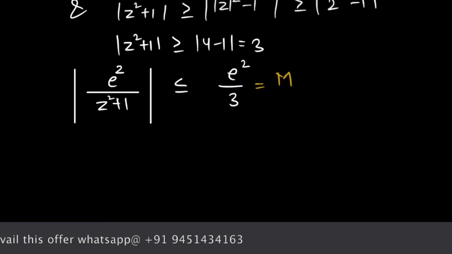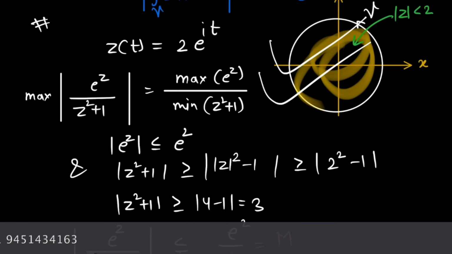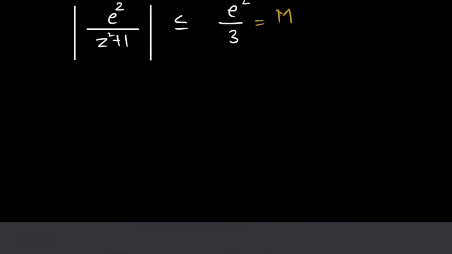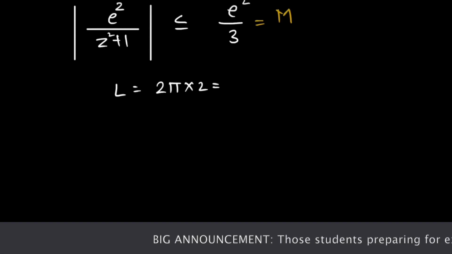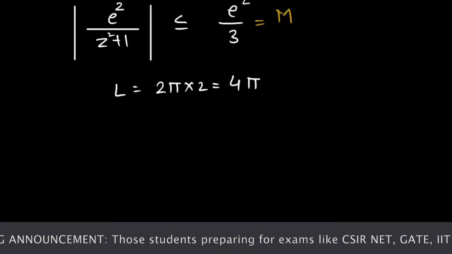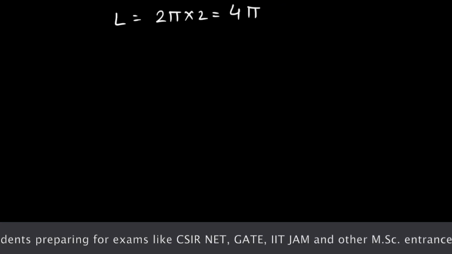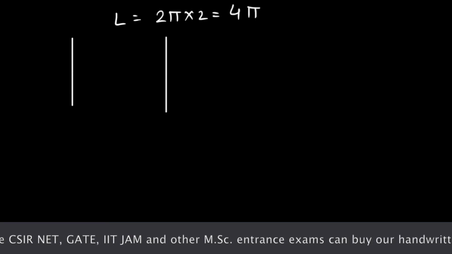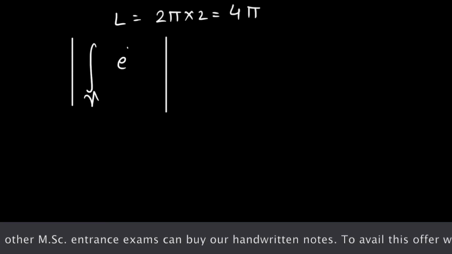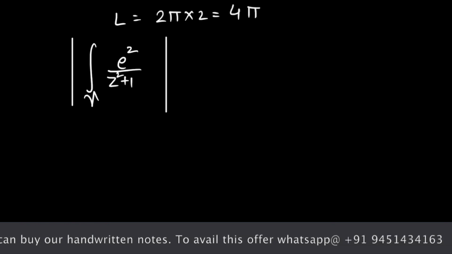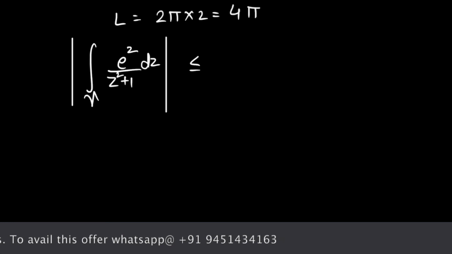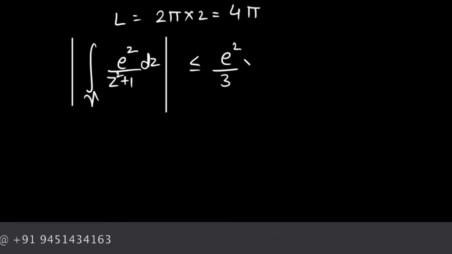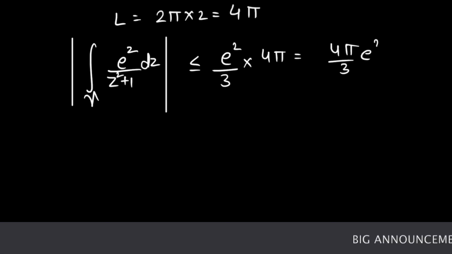And L is the length of this circle, which will be the circumference of this circle. So L will be 2 pi r and the radius is 2, so we have L equals 4 pi. Now let's apply the ML inequality. So the modulus of the integral over gamma of e raised to power z over z squared plus 1 dz will be less than or equal to M, which is e squared over 3, times L, which is 4 pi, and this equals 4 pi over 3 e squared. And this is what we had to prove.